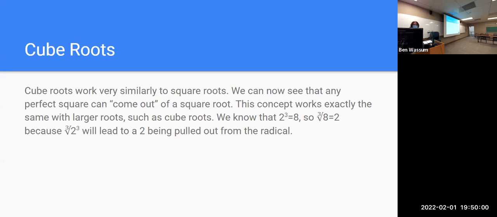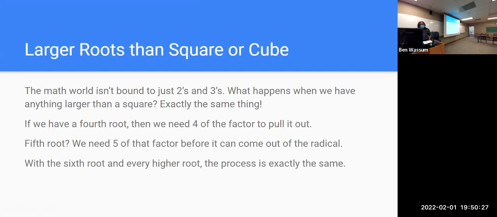So same thing I'm retreading here. The cube root of 8 is 2. We already covered that one. That's because 8 is 2 cubed. You're taking the cube root of a perfect cube. So since you have 3 of that factor, it comes out, similar to with a square root. If you have 2 of that factor, it comes out. That's a better way of explaining it, and I probably should write that down.